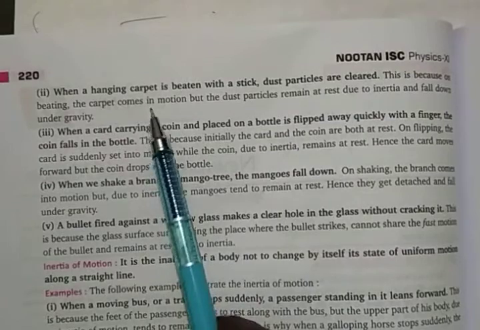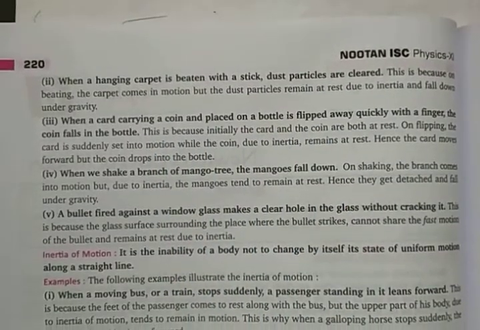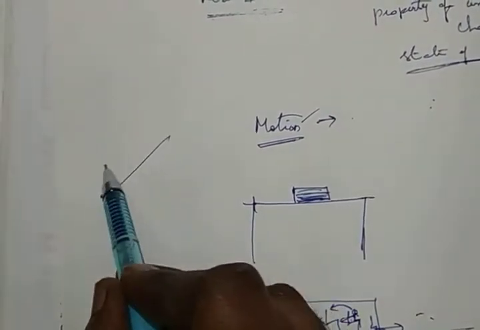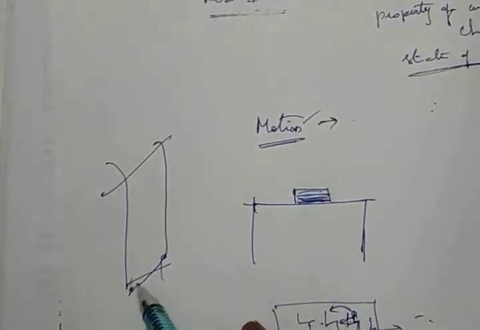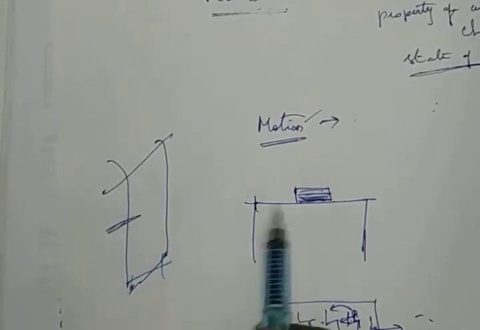Hanging carpet is beaten with a stick so that dust particles can come out. It is cleared. Suppose you have a carpet. So what happens on this one? You just put a carpet here and you beat it nicely with a stick. What happens when you beat it?